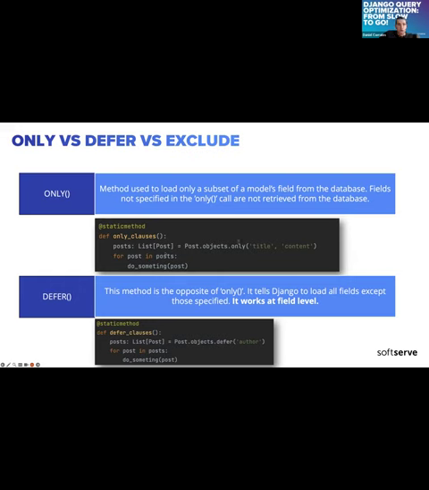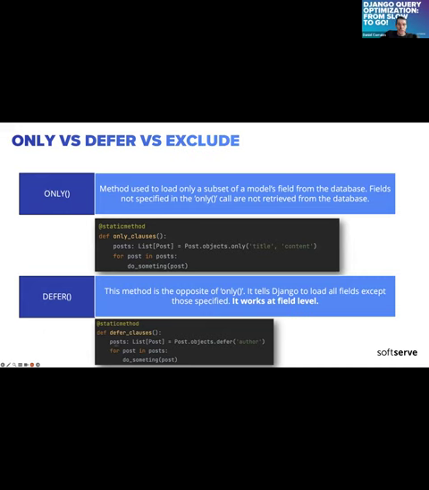It works also at the field level. So the fields or the attributes of the model are the ones that we can change. About defer, this method is the opposite of only. It tells Django to load all fields except those specified. It is the same as only because it works at the field level.